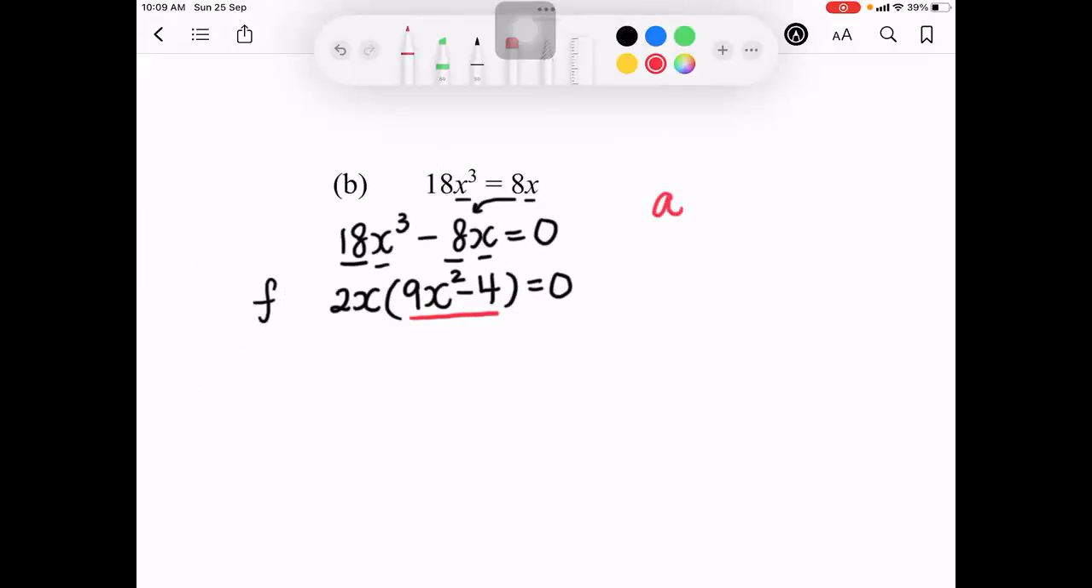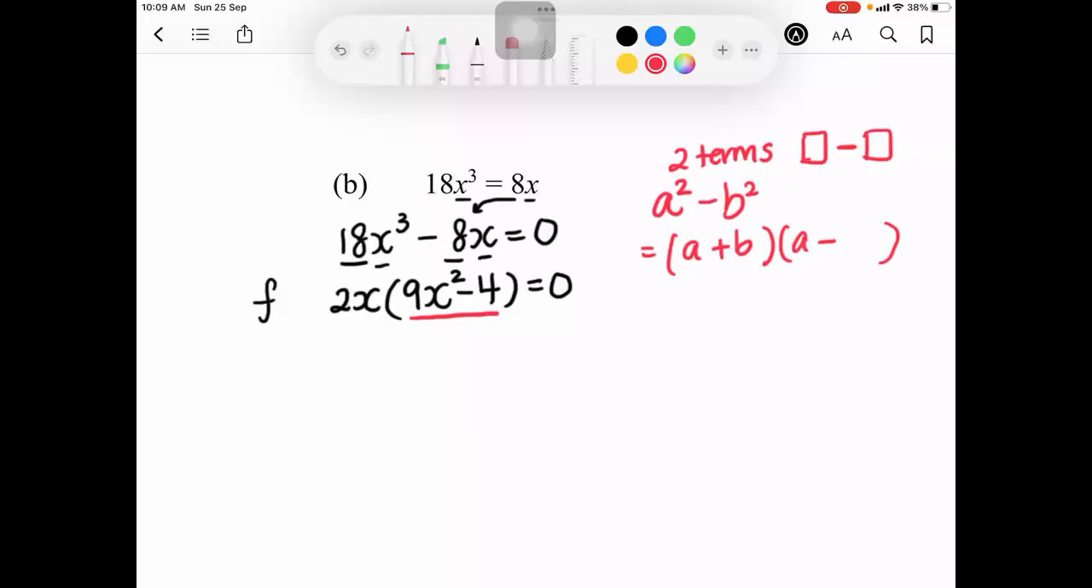How do I know whether I can use it or not? I notice number one, it must be two terms, only got two terms. Number two, something minus something, can only be minus, cannot be plus. Not only that, it must be a squared minus b squared. A squared minus b squared can be factorized into how many brackets? How many signs? 2 signs, 1 plus 1 minus. So it will be a plus b, a minus b.